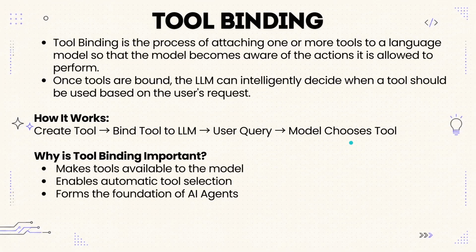And why is tool binding important? Because it makes the tool available to the model. It enables automatic tool selection. It forms the foundation of AI agents. So this is what tool binding is all about. And now we can take a demo on tool binding as well.